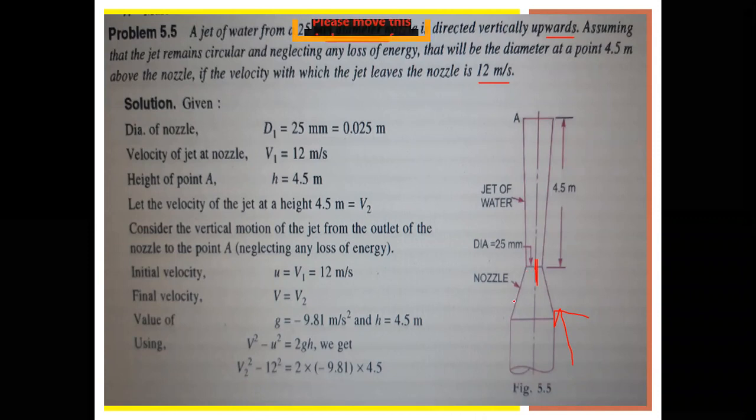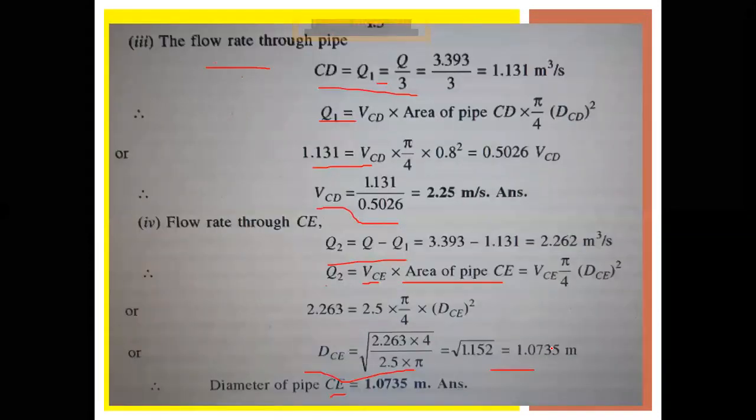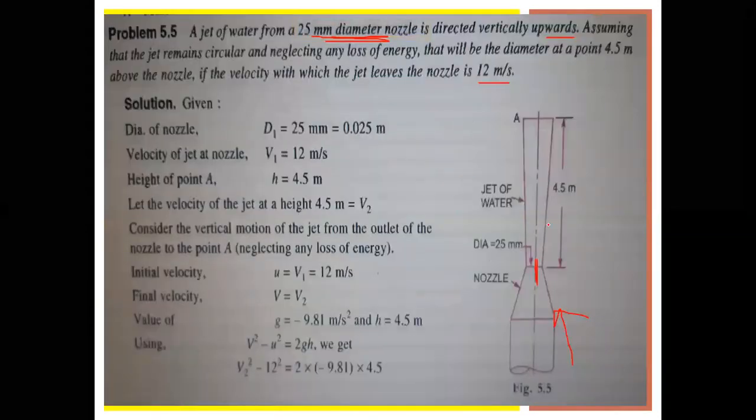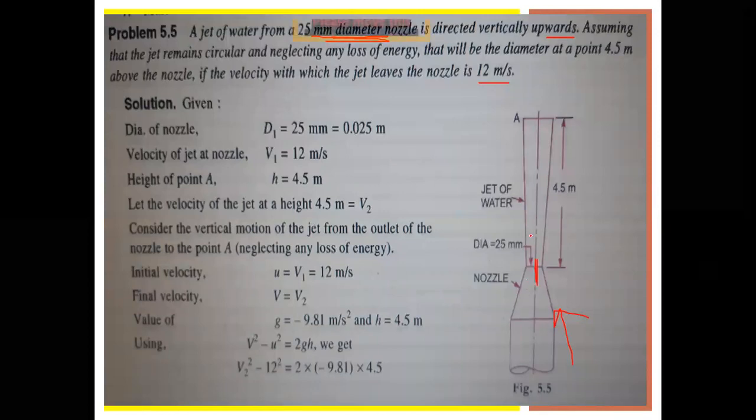Just draw the nozzle. You can draw it as you like. In this nozzle, a high amount of water jet is forcing onto some surface. Now, what's the diameter of the nozzle?